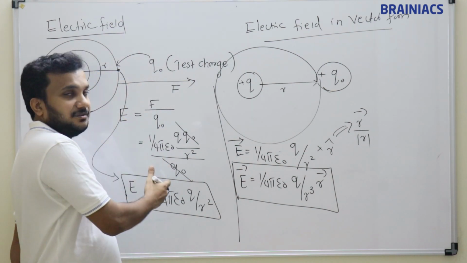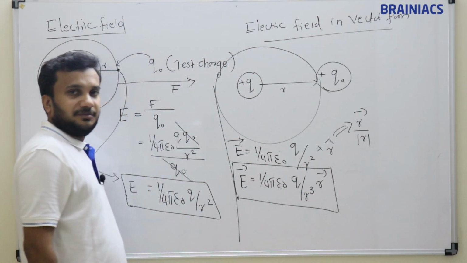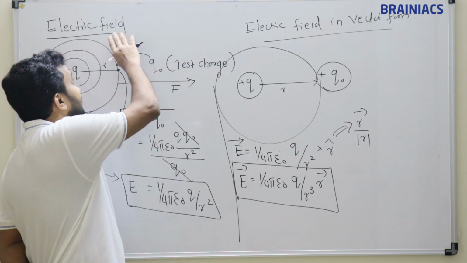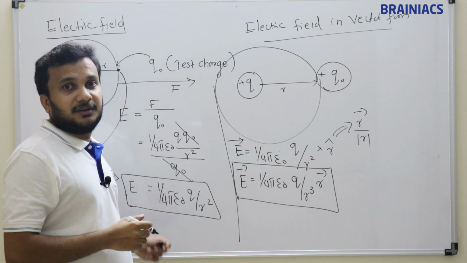So this is electric field intensity in magnitude format, and electric field intensity in vector format. Okay, so we have covered two topics, electric field and electric field in vector form, and we are moving to the third topic.